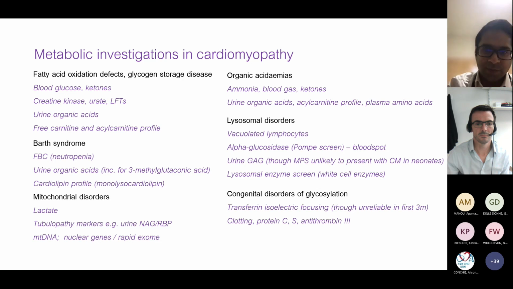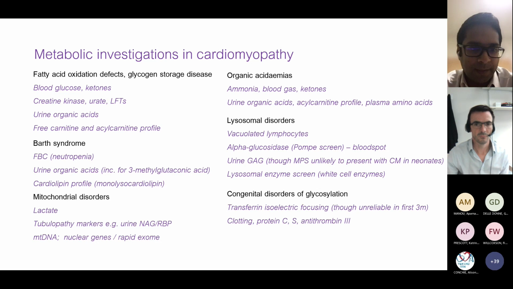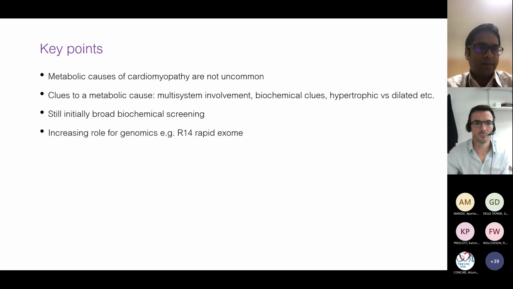And CDGs I haven't really talked about because they are really quite rare. But what I will say is that you may have dysmorphism and multisystem involvement, and the screening test is the transferrin isoelectric focusing. But just to be careful, because that test is a little bit unreliable in the neonatal period because of maternal transferrin. So if you really are suspicious from that point of view, we'll probably ask you to repeat it after around 3 months. So those are the metabolic investigations.